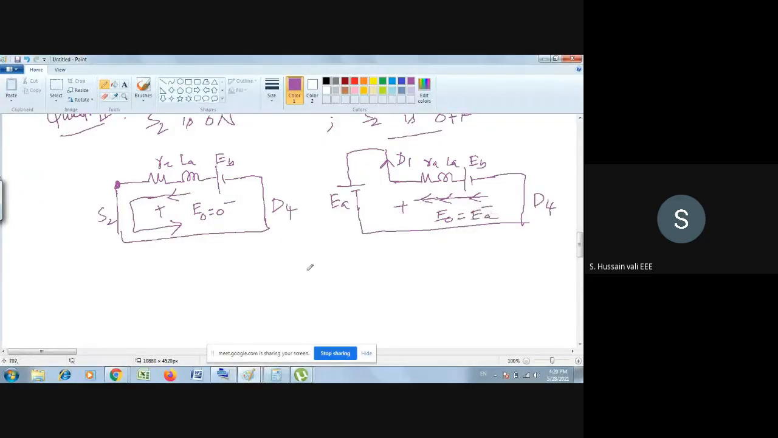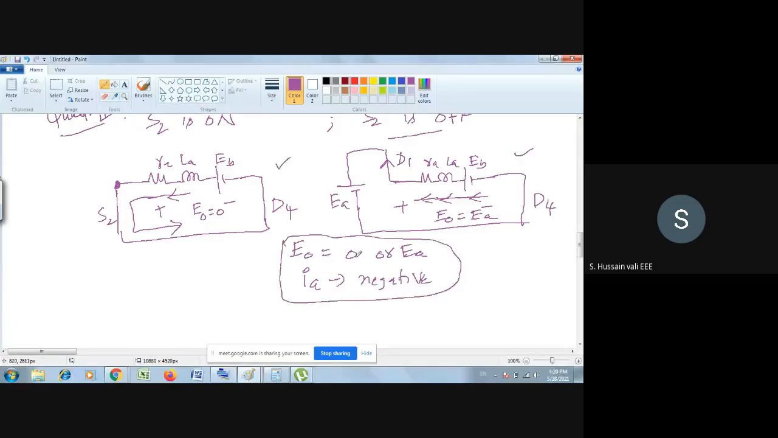So what are the answers you got now? The answers are E naught is equal to either 0 or EA, whereas IA is negative. Why negative? Because the direction is reverse in both the cases, here and here. So EA is positive, IA is negative. So you can call this second quadrant, or you can call it forward braking. That's it. So that is the second quadrant. I will go to the third quadrant.